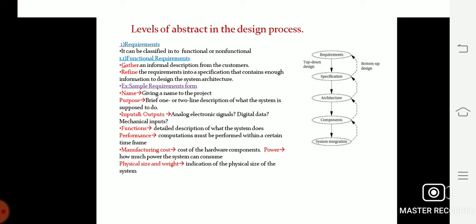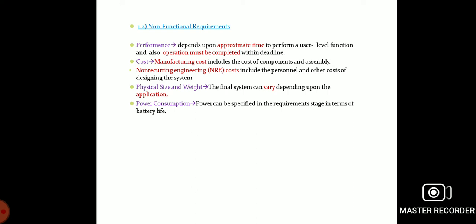Now we move on to non-functional requirements. The first is performance, the second is cost, then physical size and weight, and power consumption. The performance level depends upon the approximate time to perform user level functions, and the operation must be completed within the deadline.